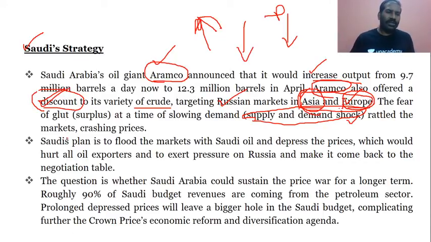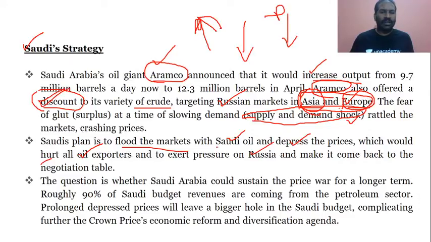And then the other strategy of Saudi Arabia is to flood the markets with Saudi oil, and by the discounts it wanted to make sure that the prices are still slashed, which would definitely hurt all the oil exporters. So when we are talking about oil exporters, definitely it will impact the Russian economy, and it will also directly impact US shale producers. And by doing this, it wanted to make sure that Russia will come back to the negotiating table. That means it will come to some kind of compromise, that it will try to cut short the production of the oil supply.